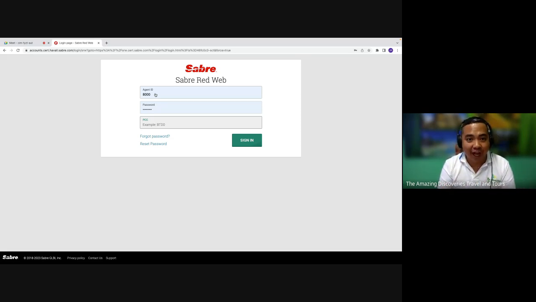So during the training, you will act as if you are a travel agent. Okay, so I will give you an agent ID, and then I will give you also the PCC or the pseudo city code. So please take note of this one. But the password, I will be the one to input the password because this is a web-based system. So if you have the password, you will be able to access this anywhere, which is not allowed because this has to be done only inside the training center.